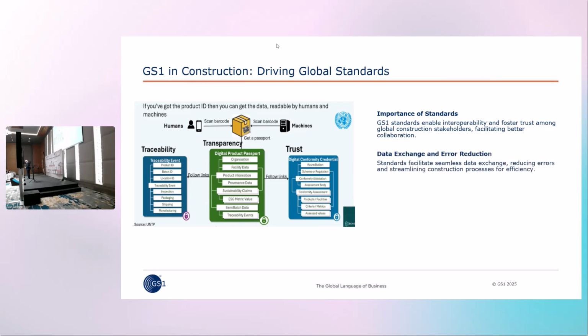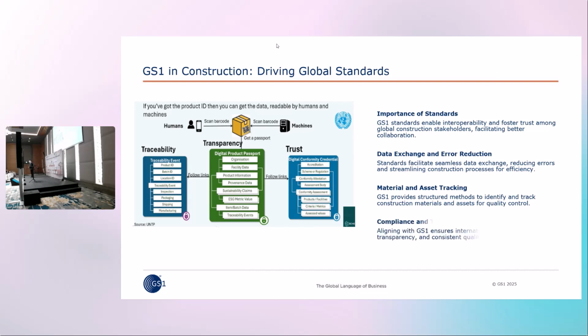Okay, so importance of standards, data exchange, and error reduction. Critically important. As my good friend Fritz said earlier, you put in QR codes to avoid issues. Why? Because you provide the information at the work phase. That's where the information is required. Do it once, do it right, and don't go back the second time, because that's where the cost lies.